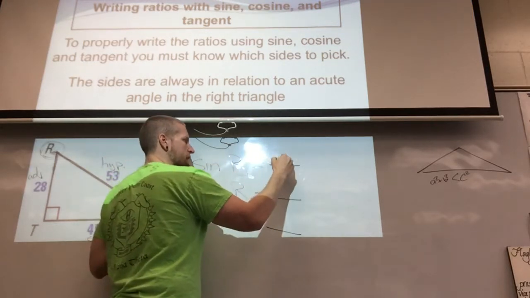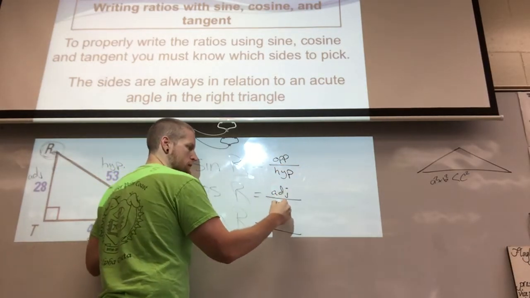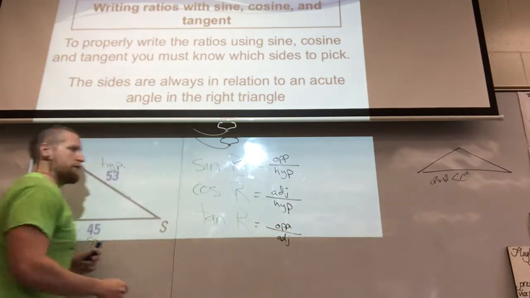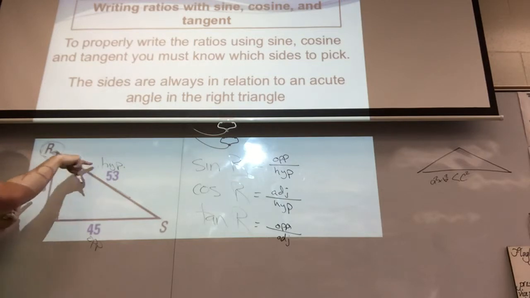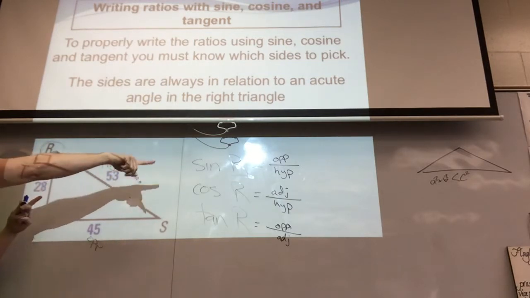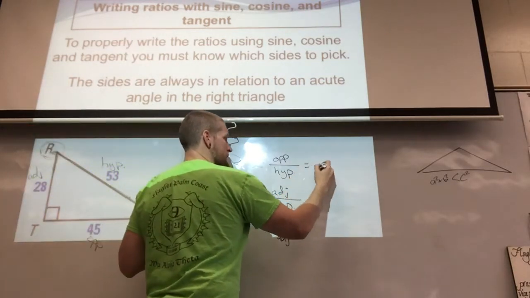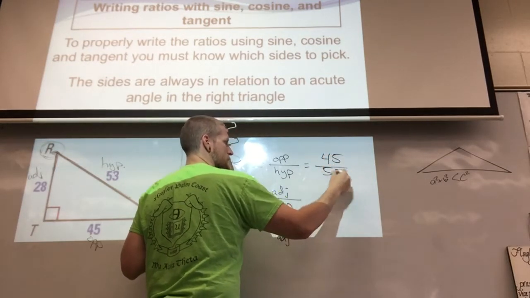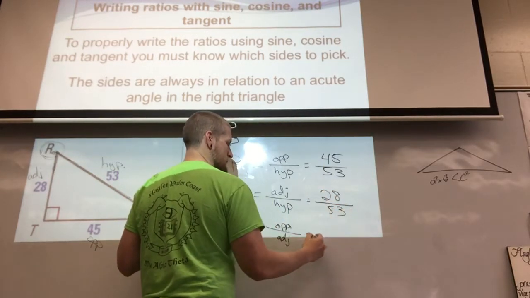Like sine is defined as opposite over hypotenuse. Cosine is defined as adjacent over hypotenuse, and this is opposite over adjacent. So if you can remember the definitions, and if you can label the triangle correctly, now it's just a matter of taking the numbers that you've labeled as either opposite, adjacent, whatever, and filling them into the fractions. So just like for the top one, what number do I have for opposite? 45 over 53. There you go. Adjacent was the... 28 over 53. Okay. 45 over 28.